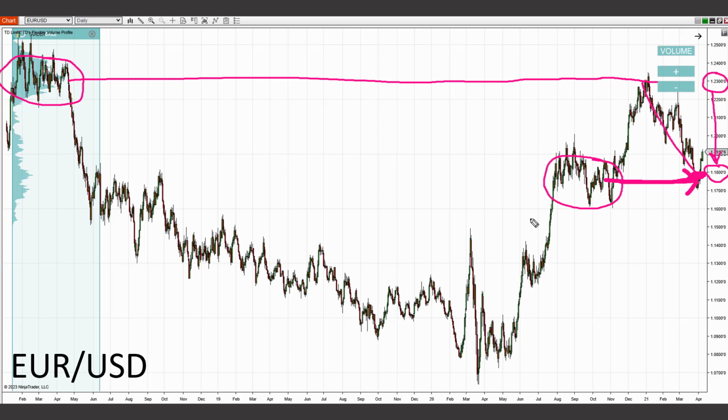Obviously, there are more rules, more strategies, more trading approaches that you can take when trading with the volume profile. This video was only to show you how the volume profile generally works and how you can use it.